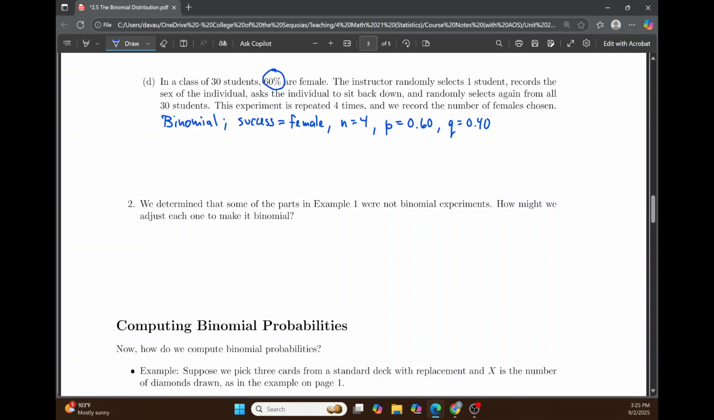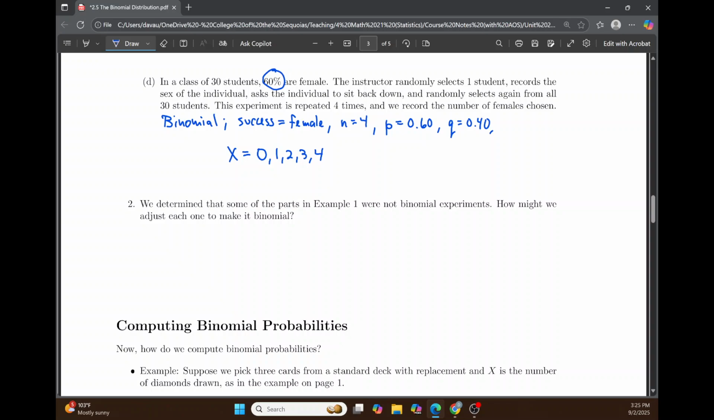Okay? And then finally, the possible values of the random variable x. Well, it's not very likely, but it's possible that in our 4 choices, we never choose a female, right? It's possible we get 0 females. It's also possible we get 1 female or 2 or 3 or 4 females, but it's not possible for us to get 5 females because we're only choosing 4 students.